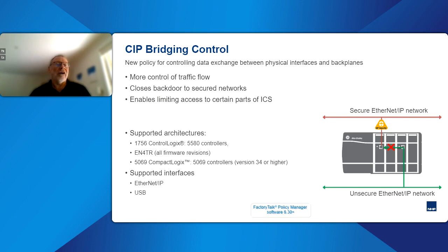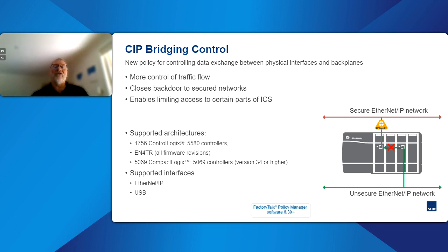One other side comment I'll make before I get into the last little bit is CIP bridging. As you know, with a ControlLogix or Rockwell system, if you have 2 Ethernet cards in a chassis, you now have bridging between those networks. It's just done between the cards using the backplane. There's no way to stop that using anything other than CIP security.